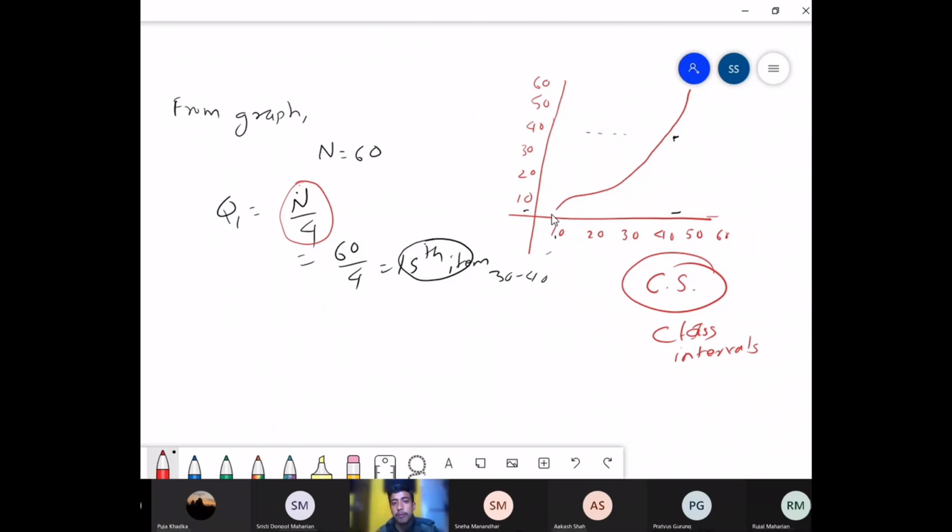And to find out this n, you have to see both the y-axis and x-axis of this graph. So this is the y-axis, this is the x-axis. What is on the y-axis and what is on the x-axis must be clear. If you look at the y-axis of your graph, it says number of students, okay.